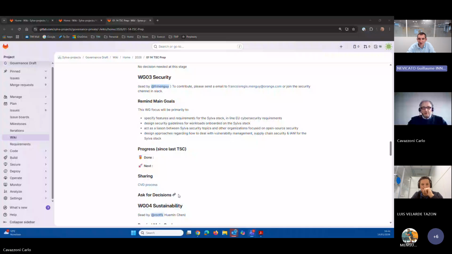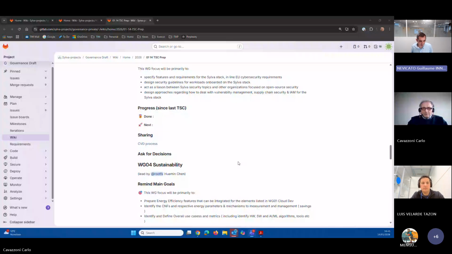Guillaume, please. Yeah, an additional topic managed by François Regis: we activated the MFA authentication process in GitLab. So some of you perhaps noticed this. I hope so. So now you need to have a more secure access to Sylva GitLab, the two-factor authentication. Yes, I activated it today. Okay, great.